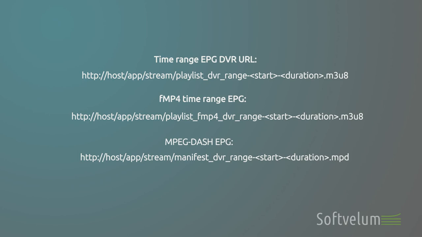The same applies to MPEG-DASH streams. Their URL adjustment is made the same way. You may even use a fragmented MP4 container together with EPG time range.